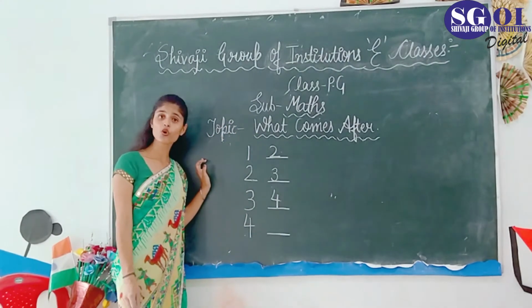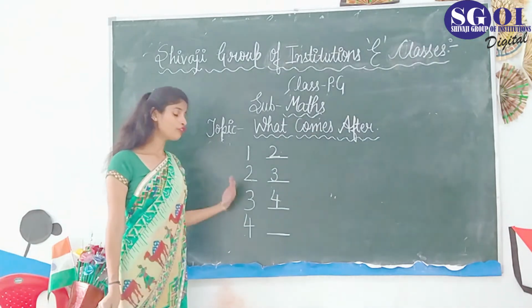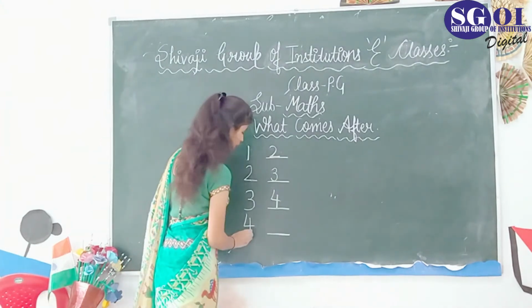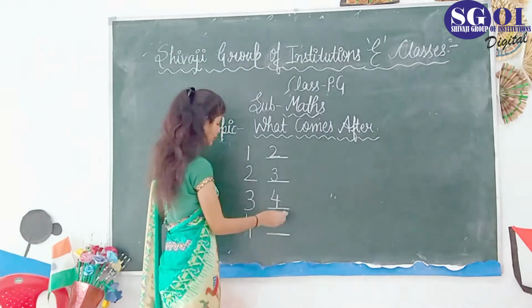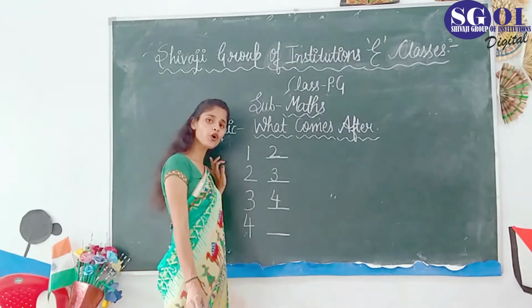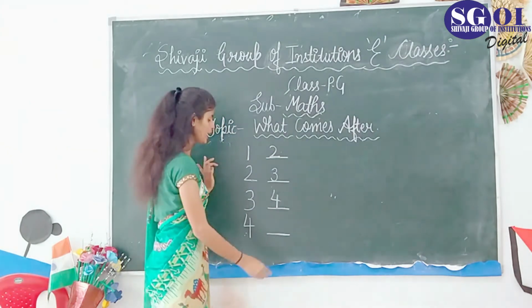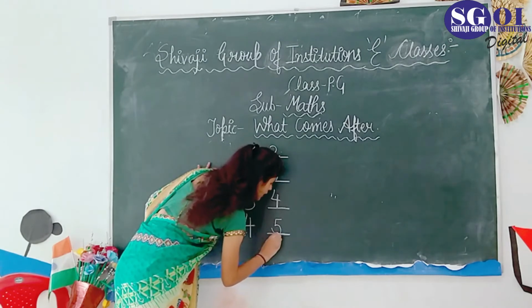And what comes after 4? 4 के बाद क्या आता है? Do you know? After 4 comes 5. 4 के बाद 5 आता है. 5 comes after 4. So we have to write over here 5 like this.